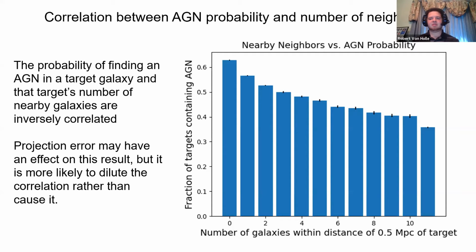However, in the extreme example that no galaxies have nearby neighbors, and this is entirely a result of projection error, we would expect to see no correlation between the number of nearby neighbors and the fraction of targets having AGN, because galaxies that distant from each other won't really physically interact in any meaningful way. Because of this, I believe it's much more likely for projection error to dilute a correlation rather than cause it. So I believe that this correlation is actually representative of a physical phenomenon.